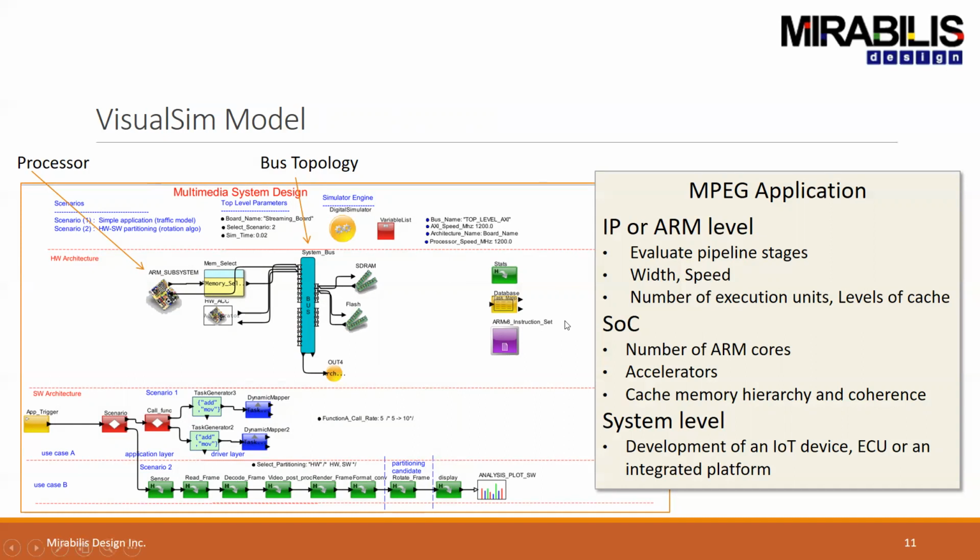Then at the SoC level, we can add multiple ARM cores. For example, the sensor task is running on core 1, read frame on core 2, decode frame on core 3. Then video post processor on core 1, render frame on core 1, format conversion on core 2, rotate frame on core 3, display task on core 1, and so on.